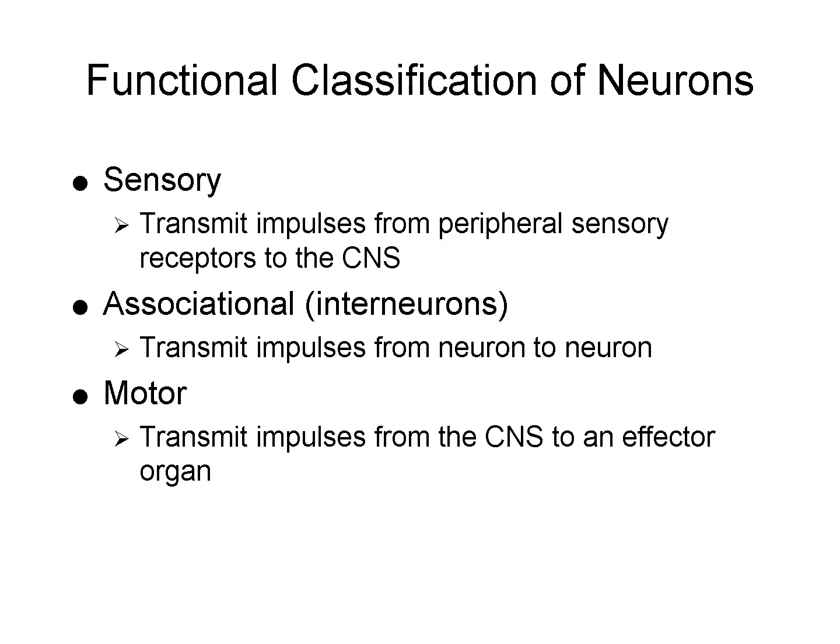Neurons can also be classified by their function. Sensory neurons transmit impulses from peripheral sensory receptors toward the central nervous system. Associational neurons, or interneurons, connect neurons to other neurons within the CNS. Motor neurons carry impulses from the CNS to muscles or glands, producing a response.